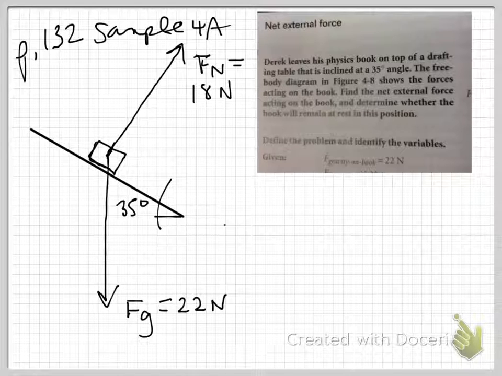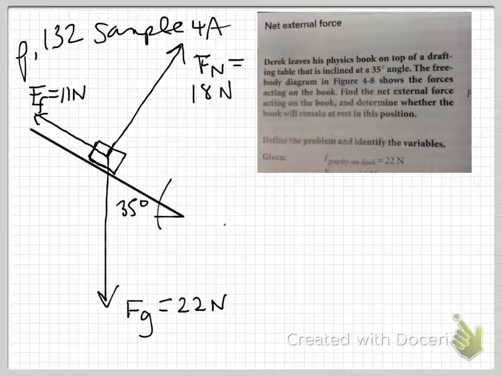The wonderful thing about drawing with the iPad is I can move the box when my things aren't lining up in the center. So they should be lining up coming out of the center of the box, the book. We're told that there's a force of friction on this book, and that force of friction goes up the table. I didn't draw a very straight line. And that force of friction is 11 newtons.